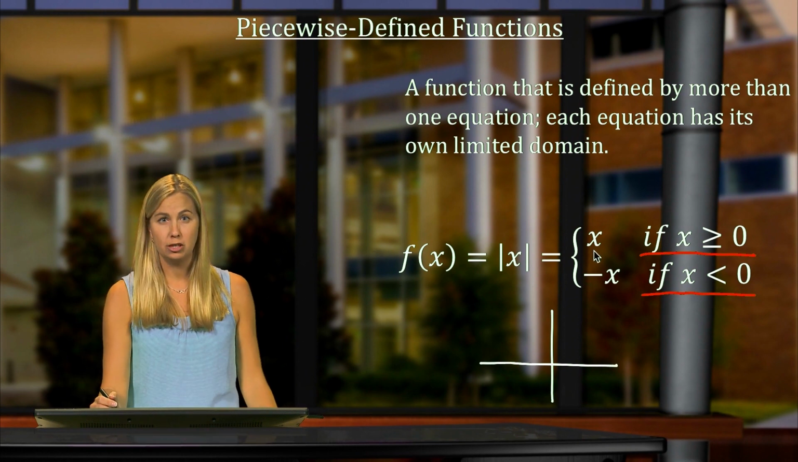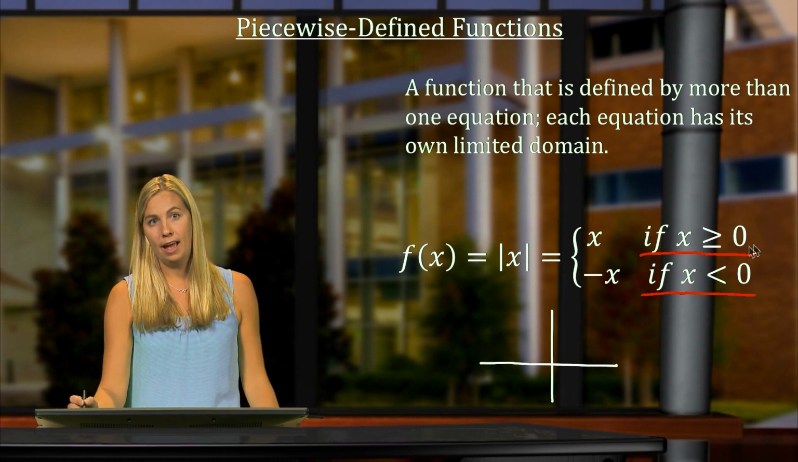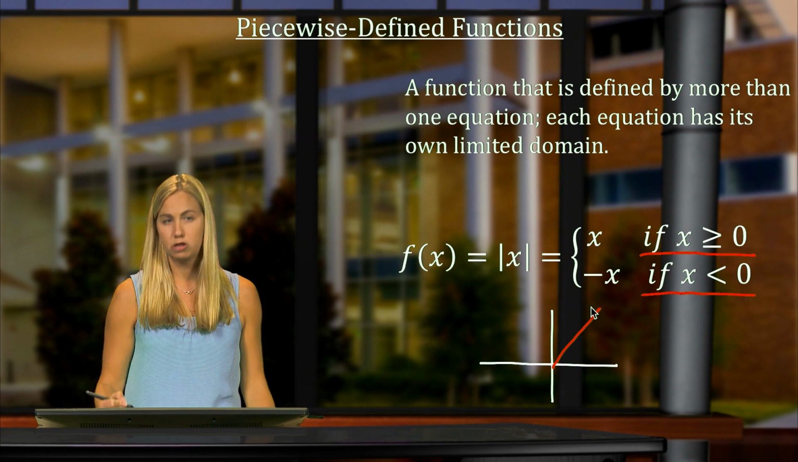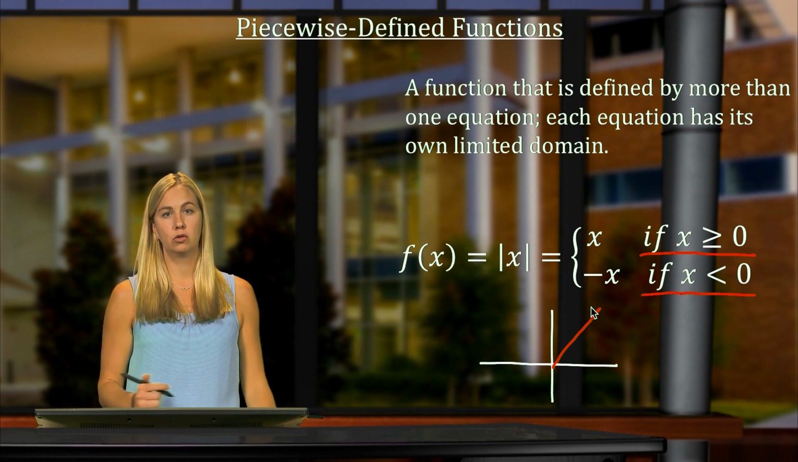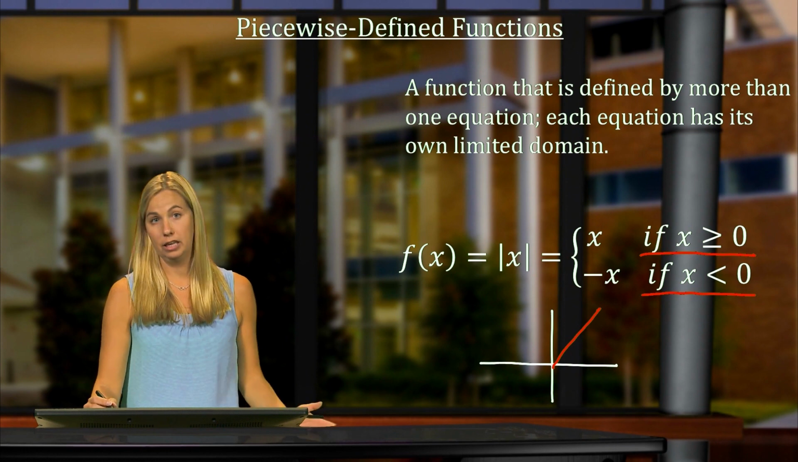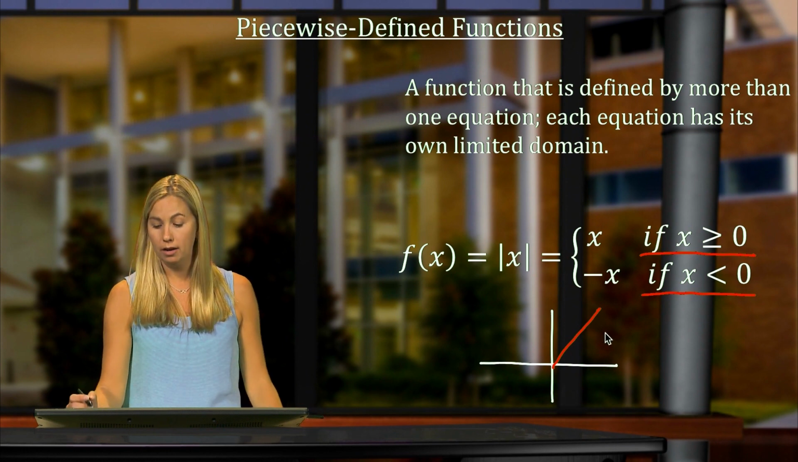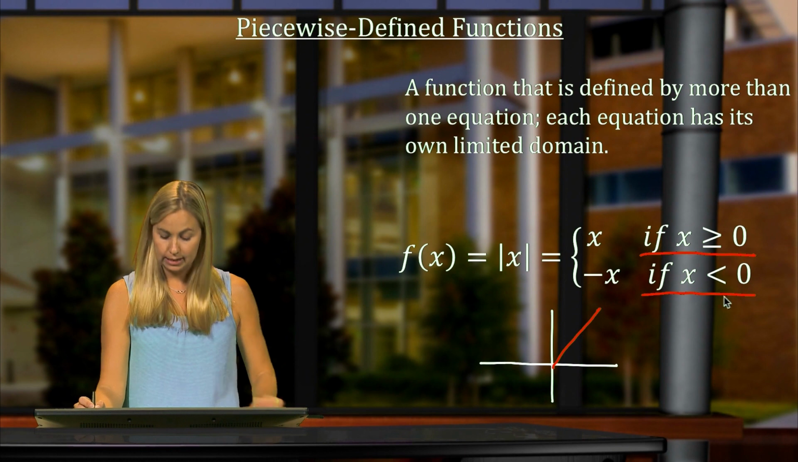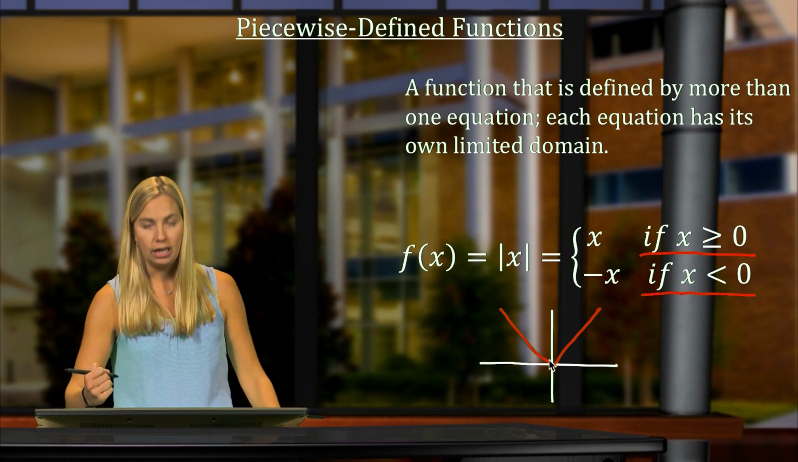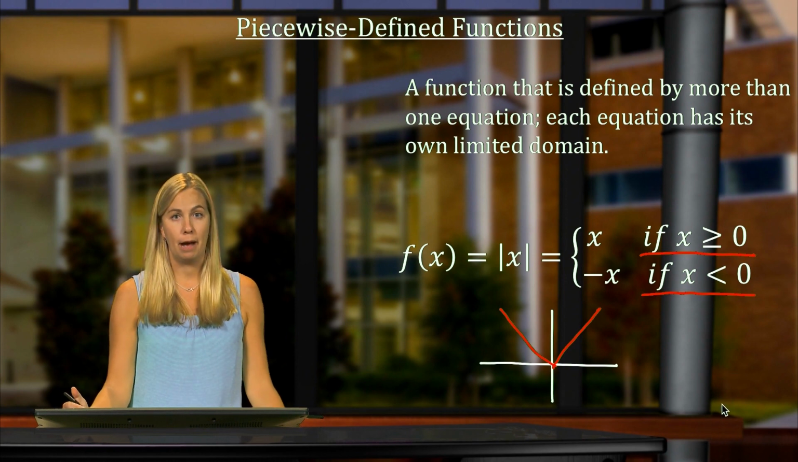x is a linear equation with a slope of 1, but that only happens for x values greater than or equal to 0, so that's like this piece right here. There's my slope of 1 for x values greater than or equal to 0. Negative x is a linear equation with a slope of negative 1, but that's only true for values less than 0, which is going to yield the other part of our V that we know makes up the graph for absolute value.